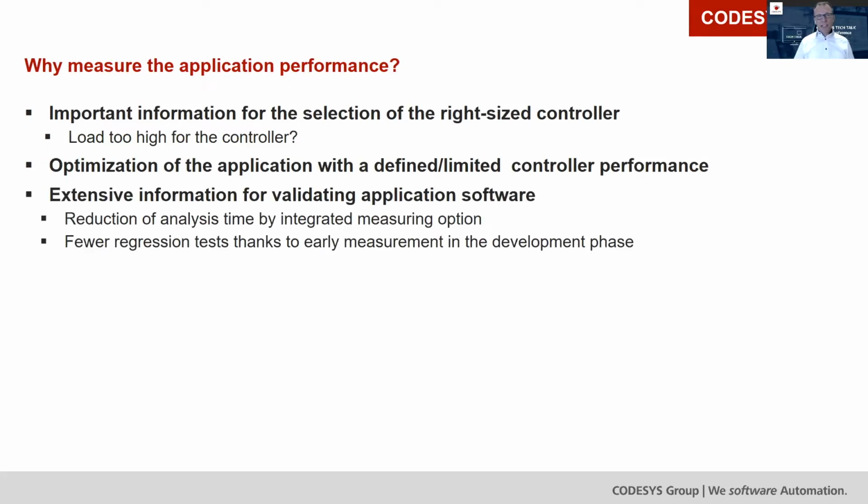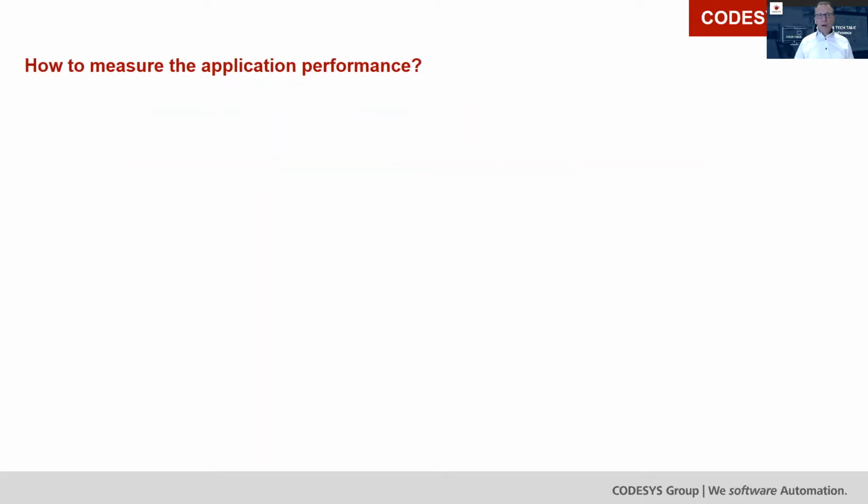So therefore, such a measuring gives you extensive information for validating the application software. It reduces the analysis time when you use integrated measuring options, and it helps to reduce the regression tests thanks to early measurement in the development phase. Now, how can you do that?